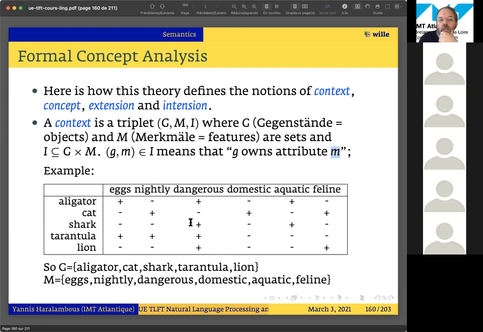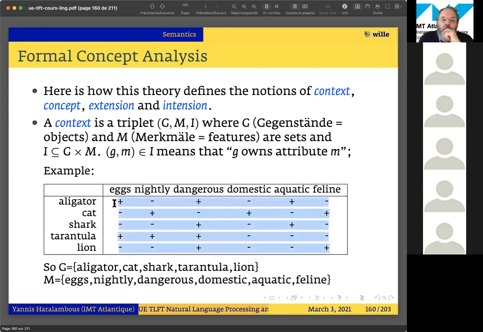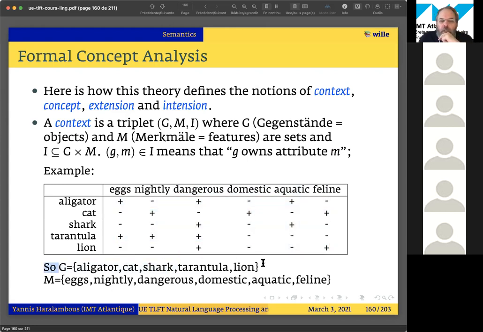And here's another example, like the previous one, I have different animals and different characteristics. Those that lay eggs, that live in nightly environments, those that are dangerous, domesticated, aquatic, feline. And now, here is my set of objects, and here's my set of features.